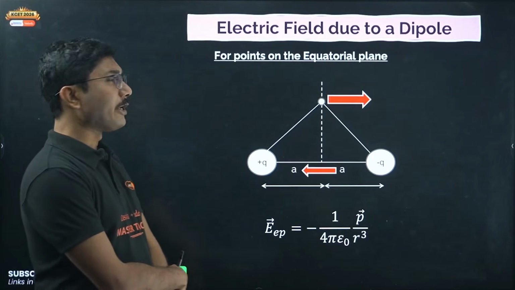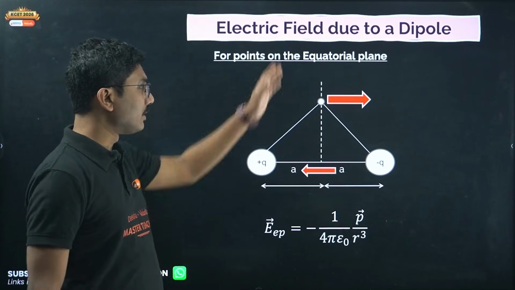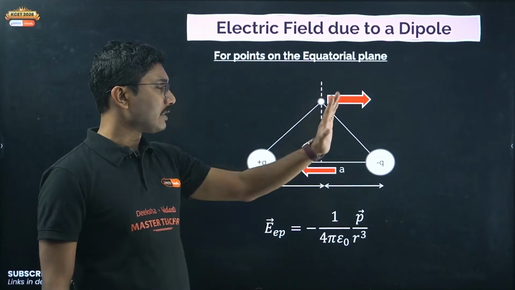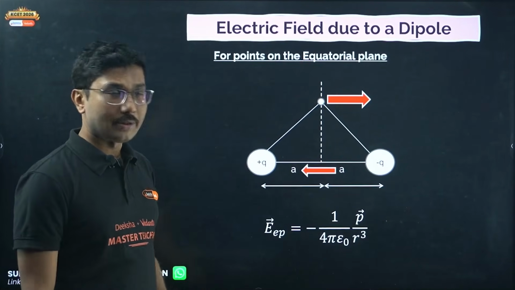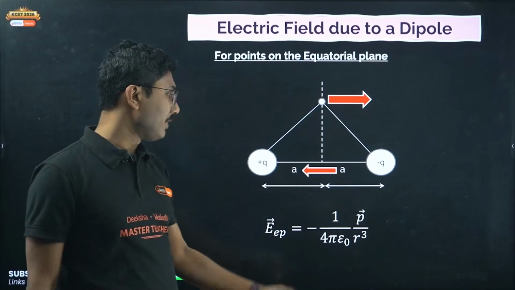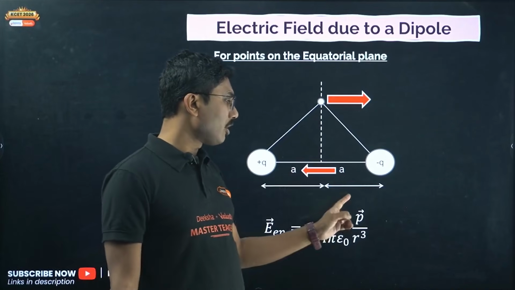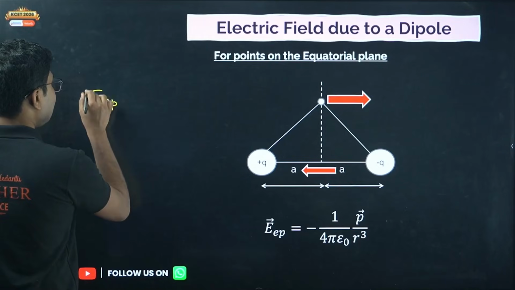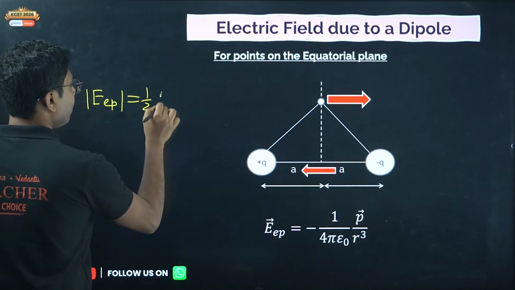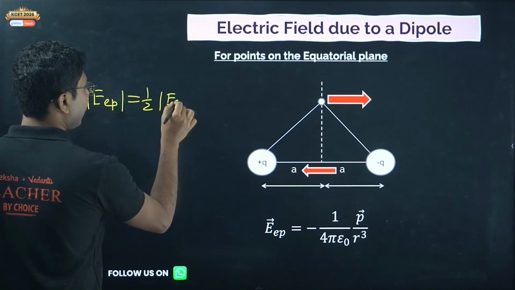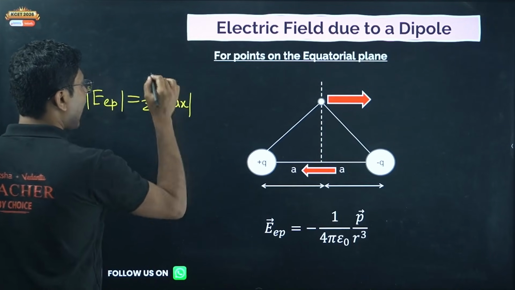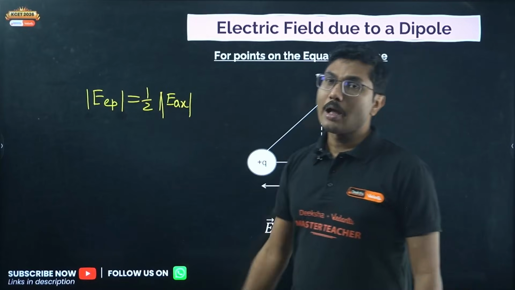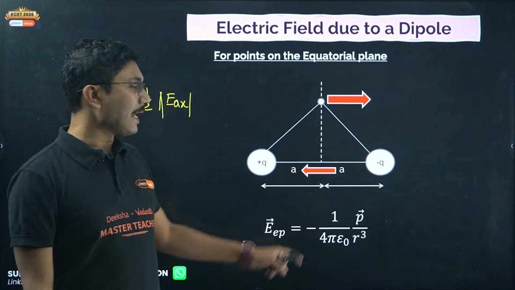And for points on the equatorial plane, if you bisect the distance between the dipole charges and construct a plane, then that is called the equatorial plane. On the equatorial plane, electric field is given by 1 by 4 pi epsilon naught p by r cube. Magnitude wise, the electric field on the equatorial plane is actually half of the electric field on the axial line. So the axial and equatorial fields are related like this for magnitude. Even the direction is also opposite.